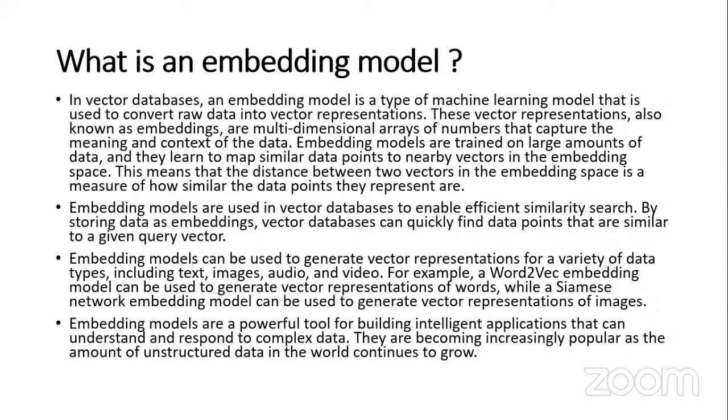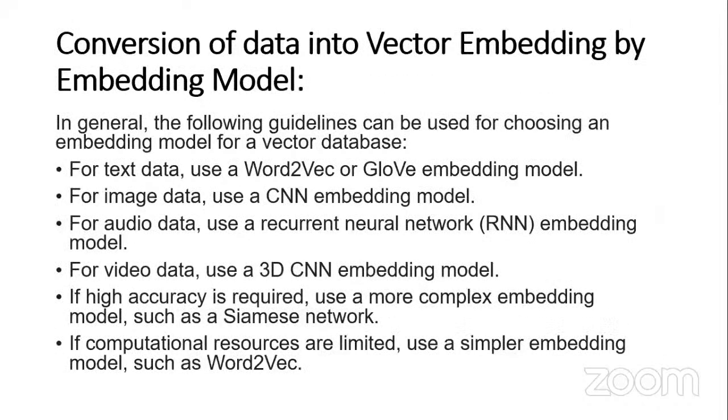Okay. Embedding models are a powerful tool for building intelligence. They can also help you understand and respond to complex data. Because of these reasons, they become extremely popular. They become increasingly popular as the amount of unstructured data in the world continues to grow. Obviously, we have a lot of unstructured data coming up: images, videos, music files, a lot of posts, text documents. So how do you deal with this kind of unstructured data? It becomes simpler because everything is given in a simpler manner. So this is vector embeddings: conversion of data into vector embeddings by an embedding model.